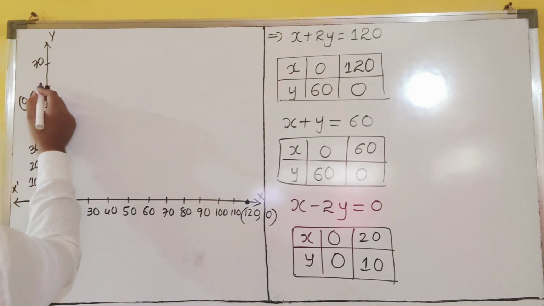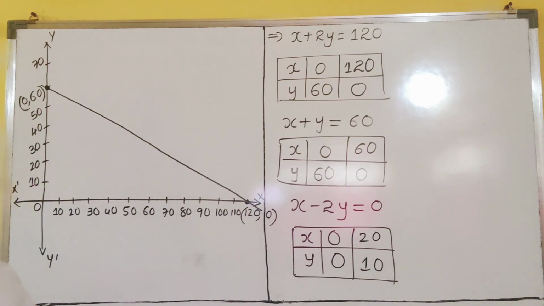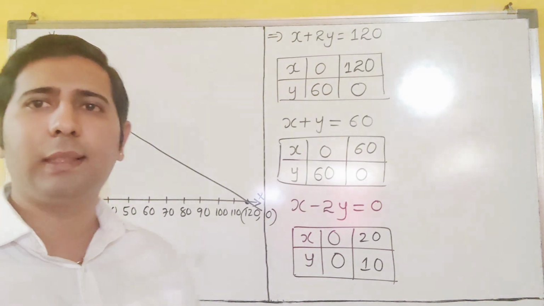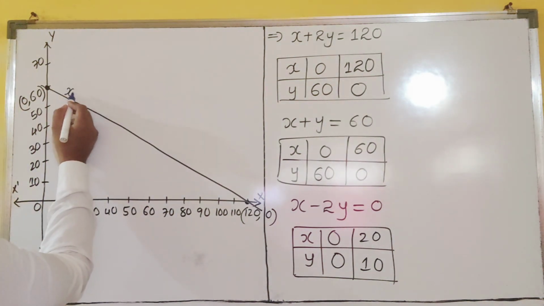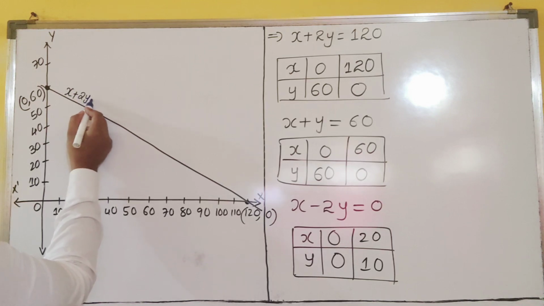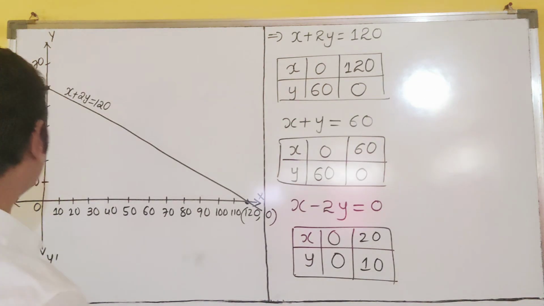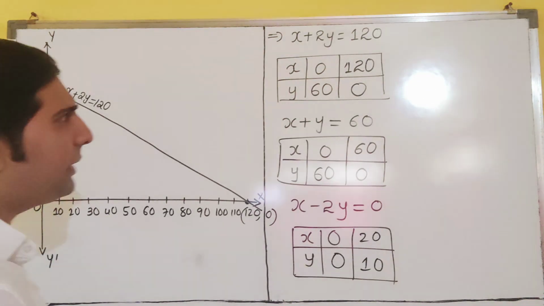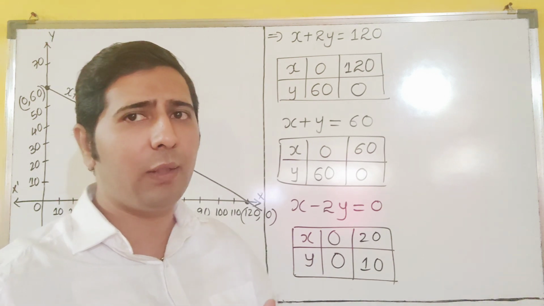I will join them. See here. It's a freehand diagram, so we have drawn this. Now this line, everyone knows. This line is x plus 2y is equal to 120, dear students. Clear? So now, does this line contain the origin or not? That is very much clear, we have to do.